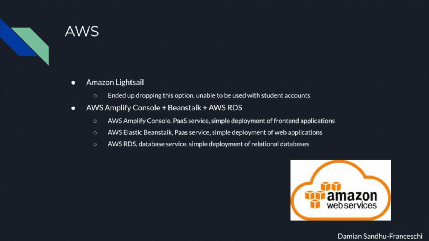So, what are our cloud aspects? Well, AWS. Within AWS, we originally were going to look at Amazon Lightsail. Unfortunately, we had to drop this solution because of us only having student accounts. We weren't actually able to access it. So the only Amazon solution we ended up looking into was this combination one of AWS Amplify Console for the front end, which is a product as a service, and it's simple deployment of front end applications. AWS Elastic Beanstalk for the back end, again, product as a service, simple deployment of web applications, the back end, and AWS RDS, just a database service, simple deployment of relational databases.